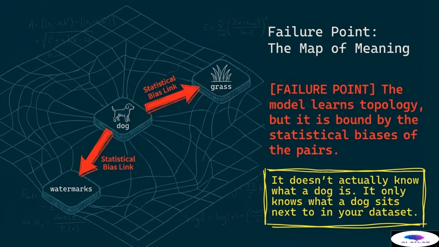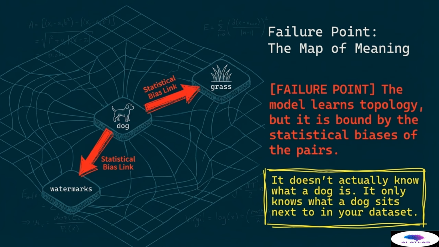The failure point for contrastive loss is the map of meaning. While the model learns a complex topology, it is strictly bound by the statistical biases of the pairs provided during training. It does not actually know what a dog is in a biological or experiential sense. It only knows what a dog sits next to in your dataset. If your training data consistently shows dogs on green grass or near certain watermarks, the model will build a statistical link between those concepts. This means the meaning is defined by proximity rather than definition. We call these statistical bias links.